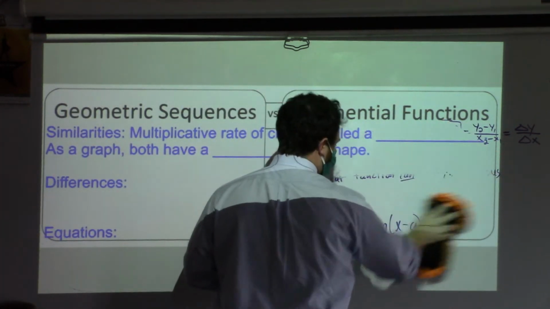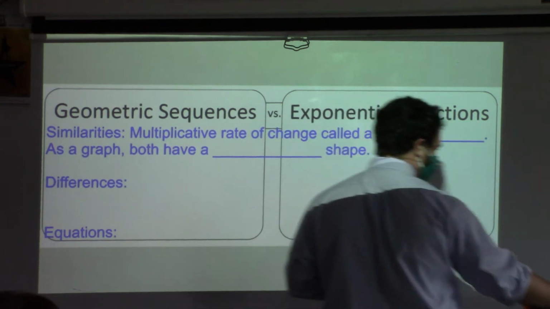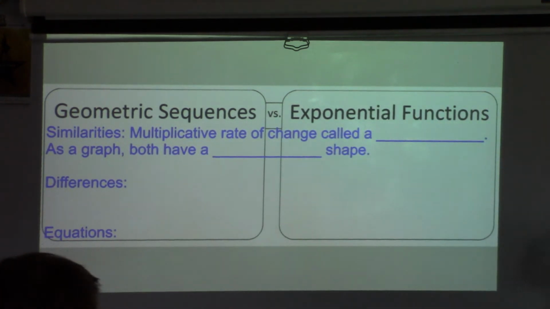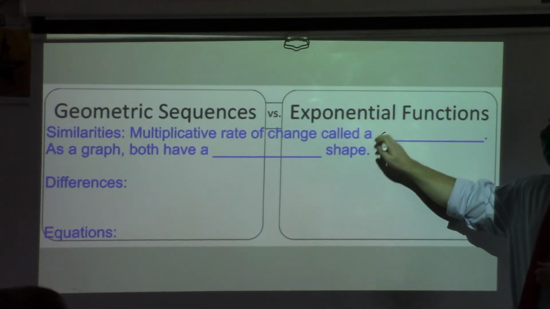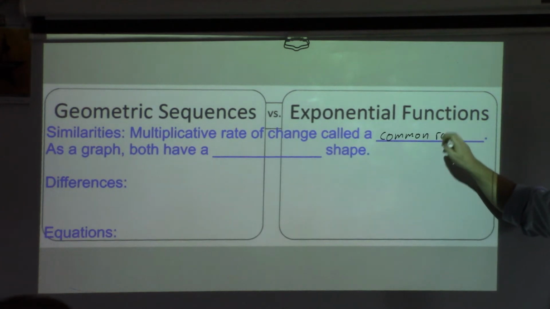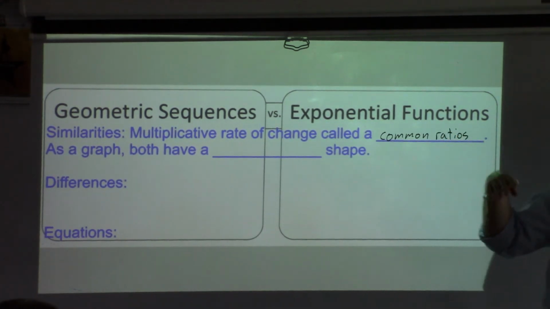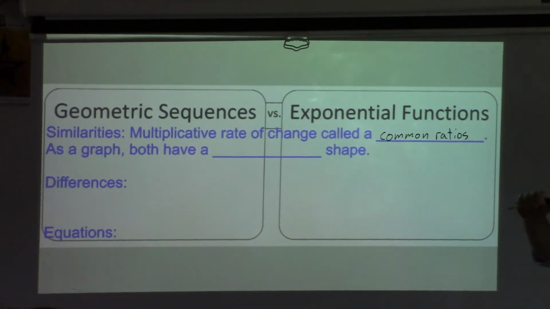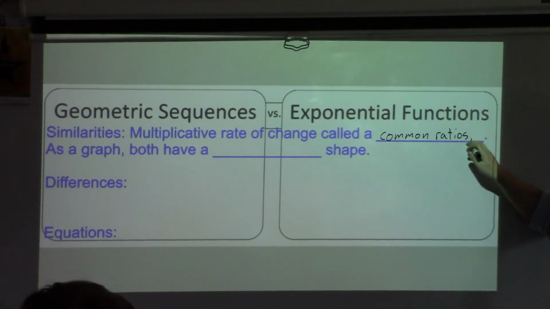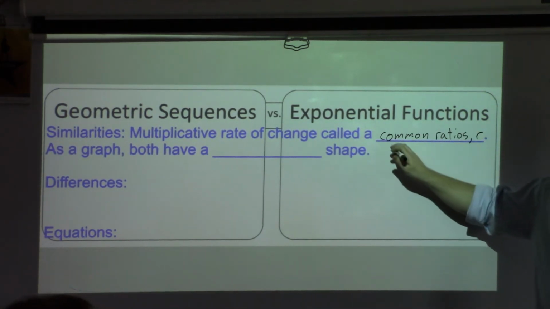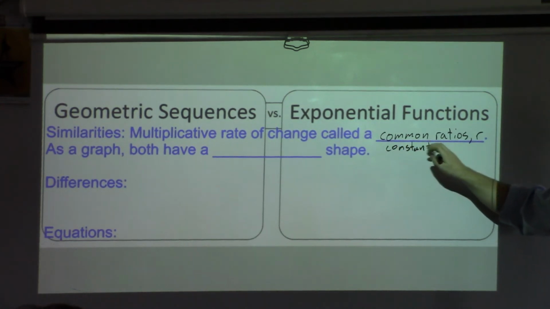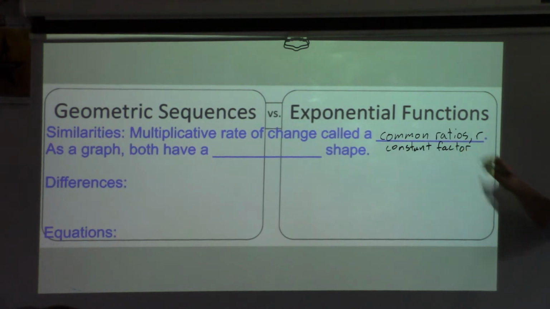So, geometric sequences and exponential functions both have multiplicative rates of change called what? They're called common ratios. Now, we'll say that is much like a common difference. Technically, it would only go under the geometric sequence, but I haven't really introduced the language for an exponential function I'm going to use right now. But what letter would we use for a common ratio? R. Really, the general term would be a constant factor, which we started to look at within lessons 2.4 to 2.7. That's where we started to look at that again. Okay?